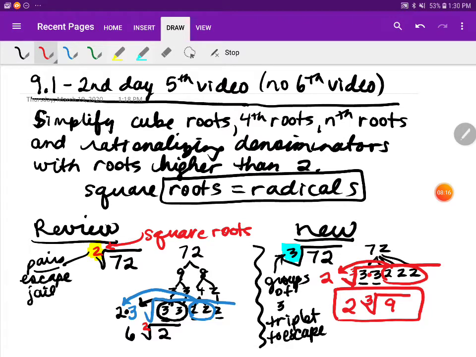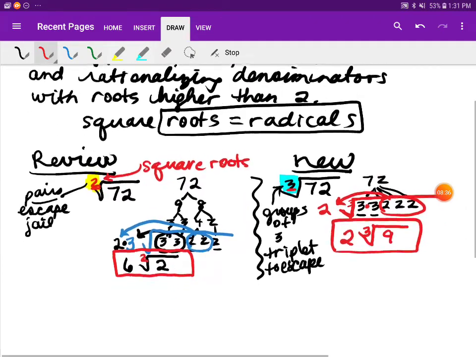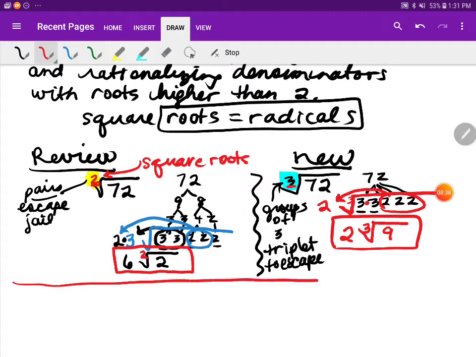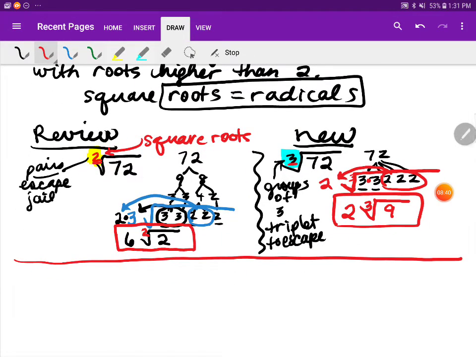Now, if you typed it into a calculator, 6 square root 2 and 2 cube root 9 would be different. The reason they're different is because one says I need 3 of them to make 27, and this one is saying I only need 2 numbers to multiply to be, not 27, 72. Okay, we had done that before, so let's just practice a couple more of those.